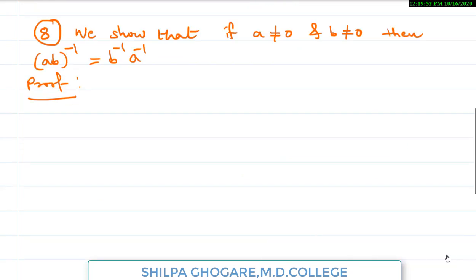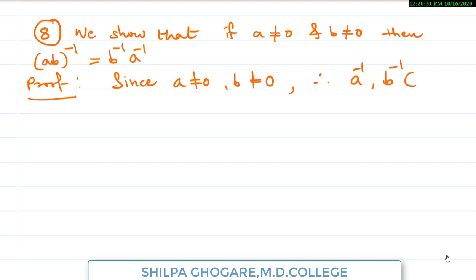Now let us prove the 8th property. Here what we have to show is that if A is non-zero, B is also non-zero, then finding (AB) inverse is same as B inverse A inverse. Okay, this is what we want to prove now. Now what is given here? Let us see the proof. A not zero, B is also not zero. So non-zero real numbers, that means their inverses are existing. Therefore, what I have is A inverse and B inverse. Both exist in R. Correct?